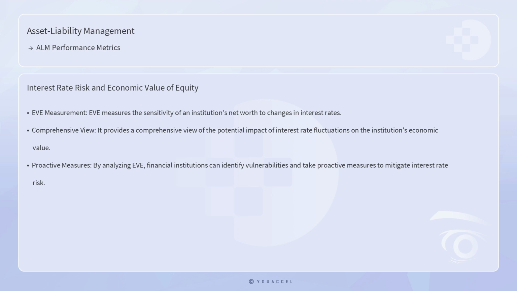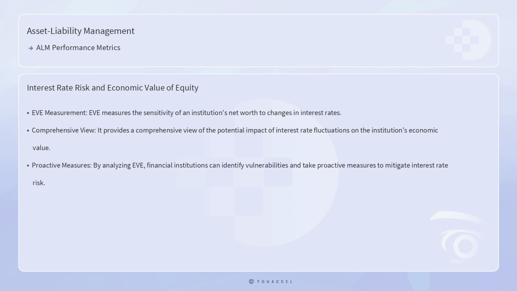Interest rate risk is an inherent part of ALM, and the economic value of equity is a key metric used to assess this risk. EVE measures the sensitivity of an institution's net worth to changes in interest rates. It provides a comprehensive view of the potential impact of interest rate fluctuations on the institution's economic value. By analyzing EVE, financial institutions can identify vulnerabilities and take proactive measures to mitigate interest rate risk.